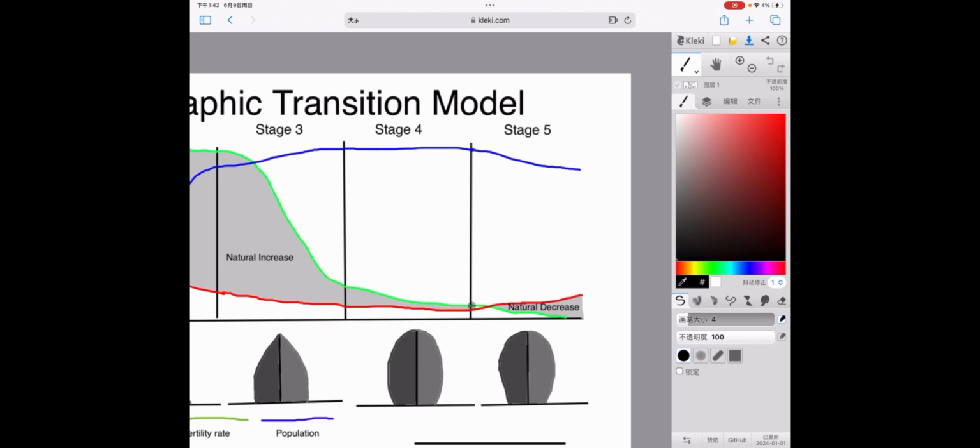And stage 5 is one that population geographers disagree on, because some say that the fertility rate will increase while the death rate will stay the same, and some say the opposite, which is what's graphed here, showing a natural decrease as the maternity rate is higher than the fertility rate.